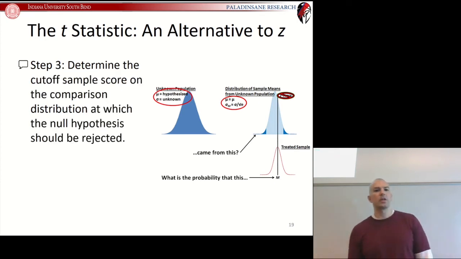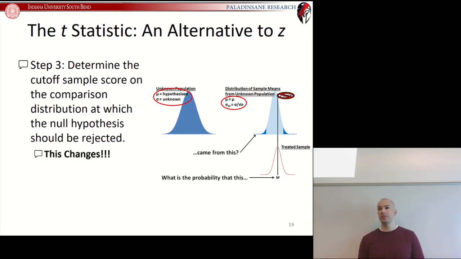Determine the cutoff sample score on the comparison distribution in which the null hypothesis should be rejected. This will also change. All right, so we're changing the comparison distribution. We're going to change how we find those cutoff sample scores, those lines in the sand.